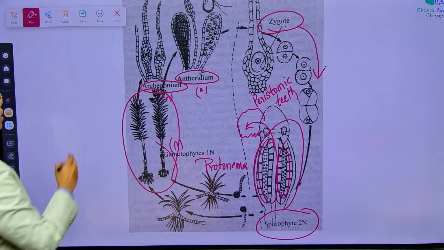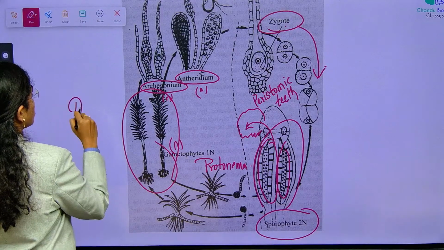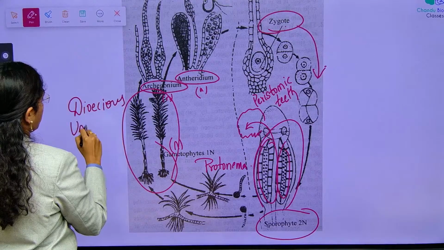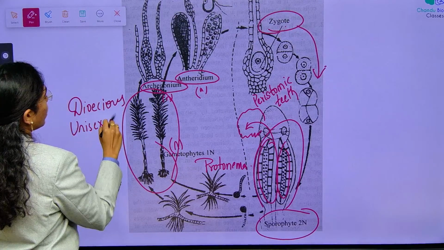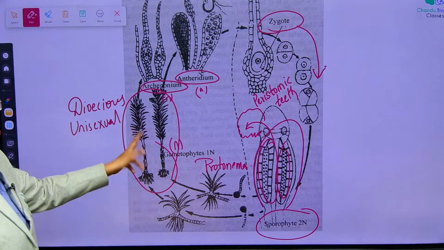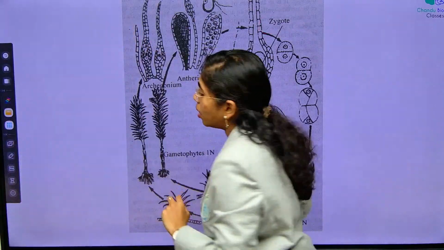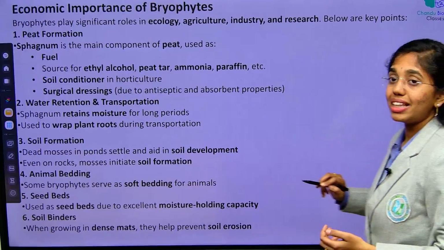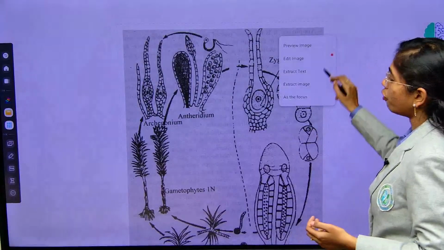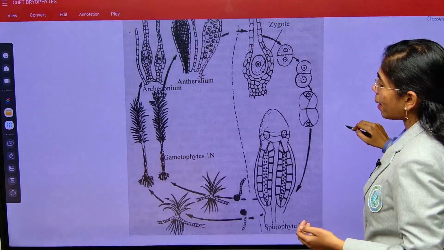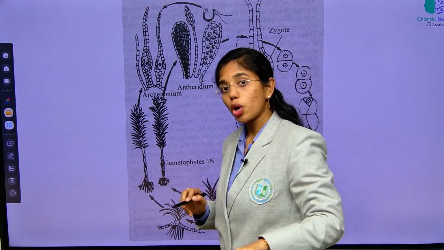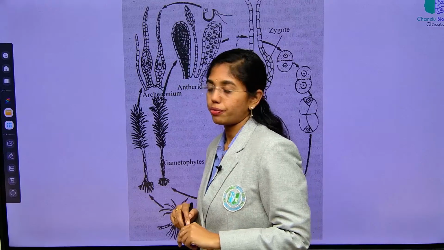This Polytrichum species are what? Dioecious, or unisexual, meaning both male and female sex organs are present on two different plant bodies. Fine, right. So with this we are done with the life cycle of Polytrichum, which is a haplodiplontic life cycle, and the dominant plant body is the gametophyte. The sporophyte is dependent on the gametophyte.